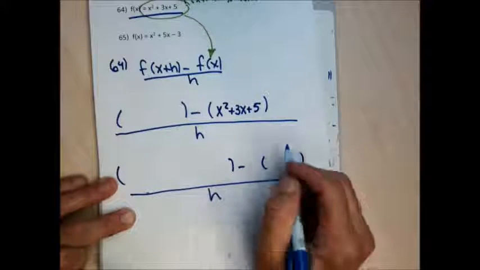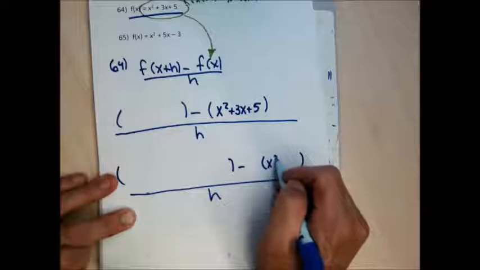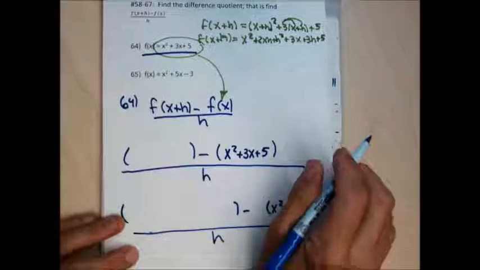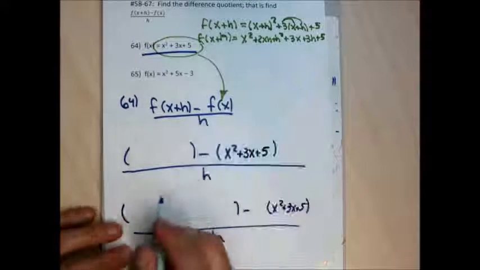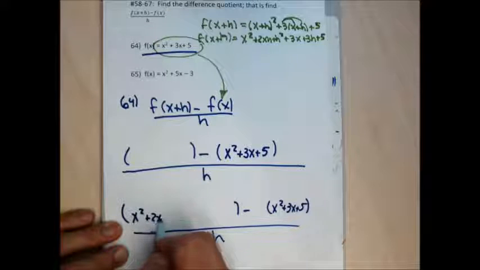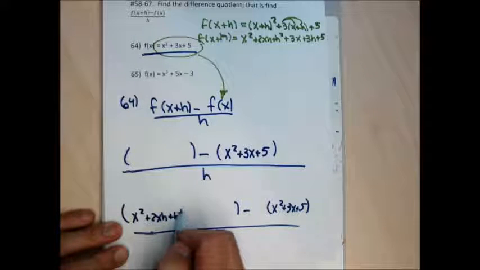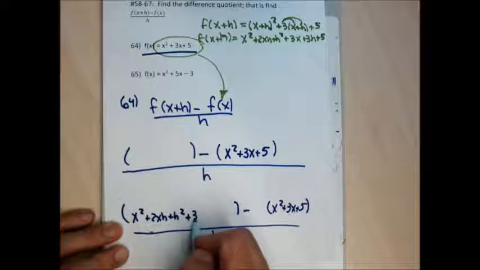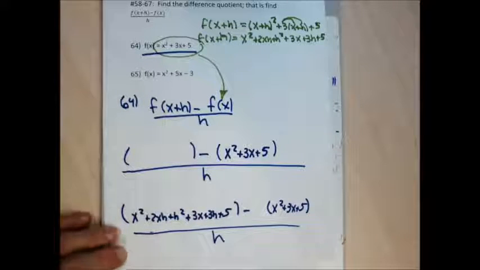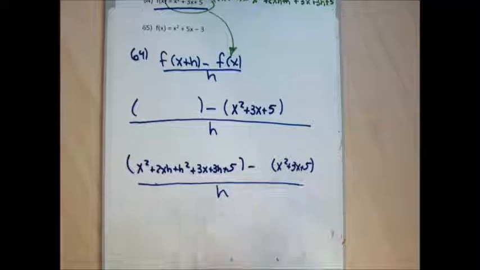So I'm taking the line that's above it and leaving myself room in the first parentheses to write this mess of x squared plus 2xh plus h squared plus 3x plus 3h plus 5. That's what the difference quotient is, but it's not simplified.